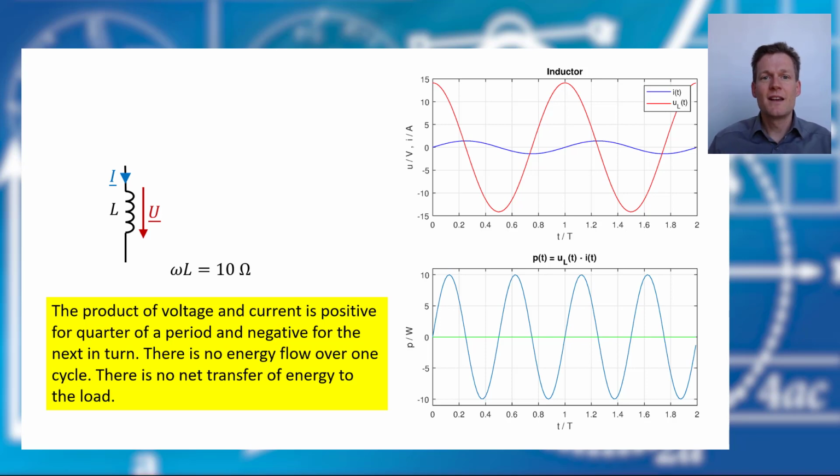And that means if you had an ideal inductor, and you connect it to your socket and to your power network at home, then your energy counter will not run faster. You don't have to pay for reactive power.